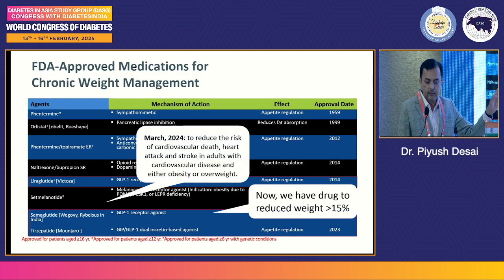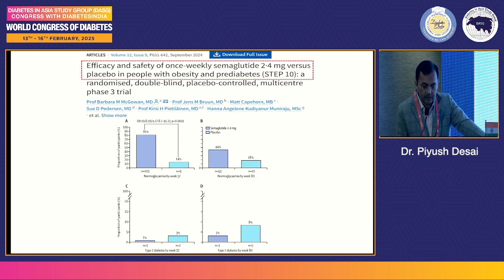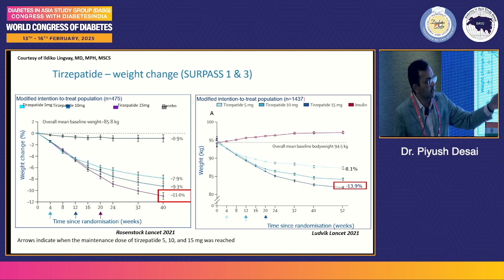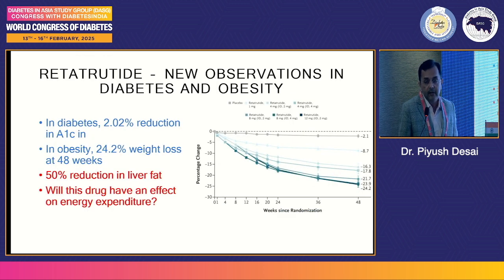And with liraglutide we had good weight loss, but now with semaglutide and tirzepatide, we are aiming for more than 15% weight loss, which is exactly what we are looking for. And you can see the data of the STEP 1 to STEP 8 studies with semaglutide, patients are losing more than 10% of body weight. The 2.4 milligram semaglutide, the higher dose, is even better. That is in the STEP 10 trial, which has shown almost 15% weight loss. Similar data with the SURPASS study with tirzepatide, 13% weight loss, which is fine. And with retatrutide, we are aiming for 20 to 22 percent body weight loss with 50% reduction in liver fat.